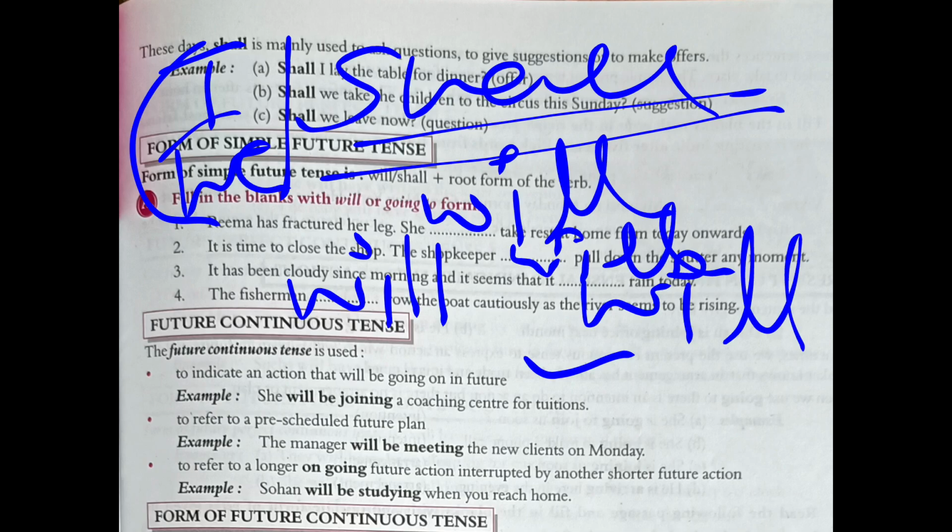And to refer to a pre-scheduled future plan, like the manager will be meeting the new clients on Monday. Right, so you are telling about your pre-scheduled plan. To refer to a longer ongoing future action interrupted by another shorter future action, like Sohan will be studying when you reach home.